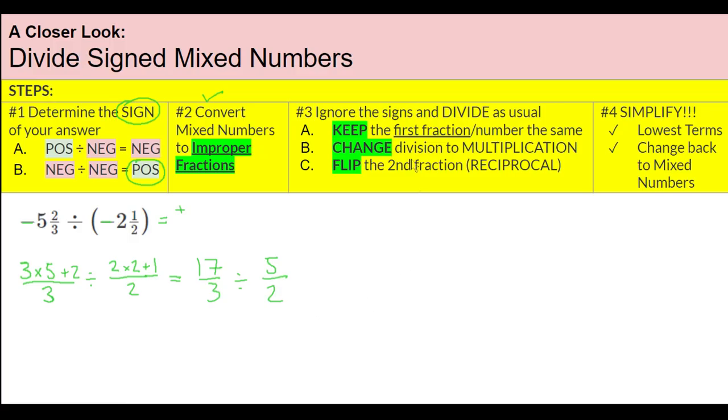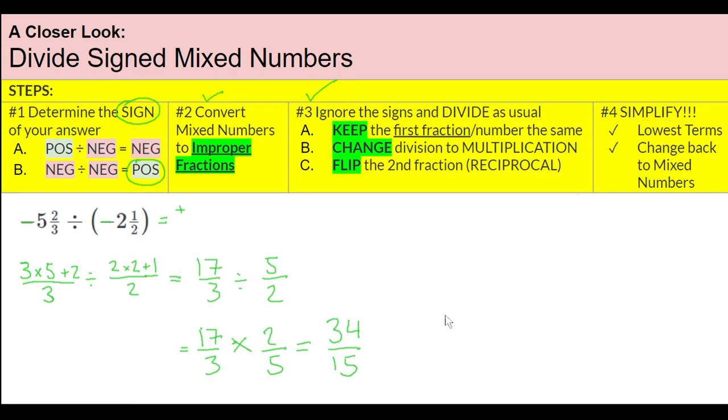Step 3, ignore the signs. We already did that. And divide as usual. How do we divide? We do the keep, change, and then the flip. Keep, change, flip. So let's keep this fraction the same, 17 thirds. Change it to multiplication. And then flip the second fraction. 5 over 2 becomes 2 over 5. And then we can just multiply. 17 times 2 is 34. 3 times 5 is 15. So step 3 is done.